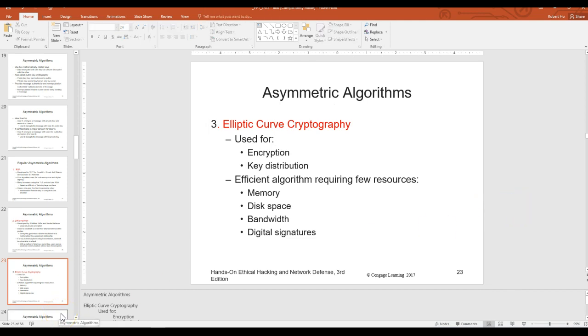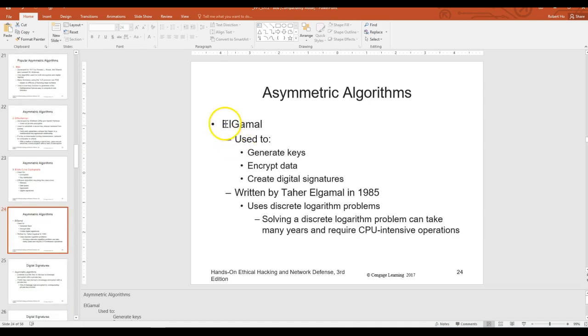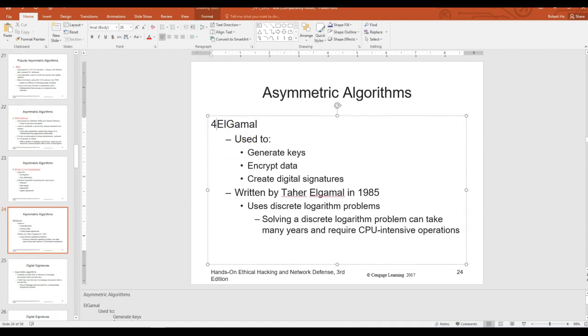The next one, ElGamal. ElGamal is also popular. It is used to generate keys, encrypt data, and create digital signatures. ElGamal was written by Taher ElGamal in 1984. It uses the discrete logarithm problem. Solving a discrete logarithm problem can take many years and require CPU-intensive operations. So this is a good algorithm.